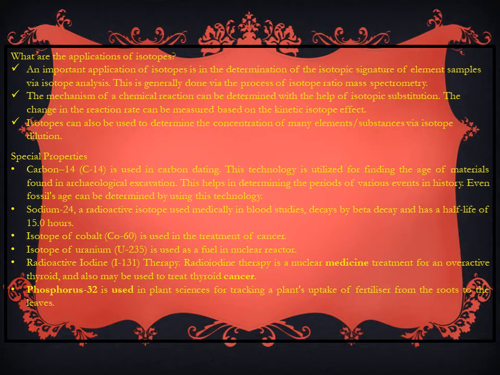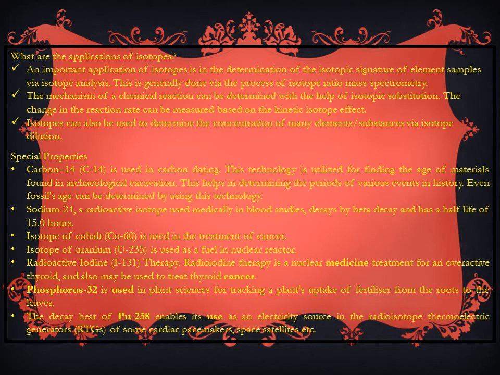Phosphorus-32, P-32, is used in plant science for tracking a plant's uptake of fertilizer from the roots and leaves, and the decay heat of Pu-238 enables its use as an electricity source in the radioisotope thermoelectric generators, RTGs, of some cardiac pacemakers and space satellites, etc.